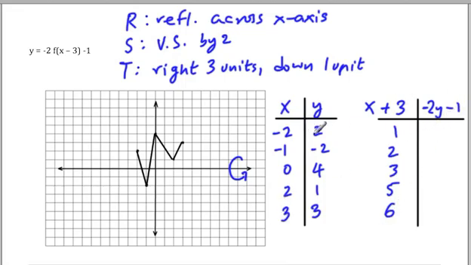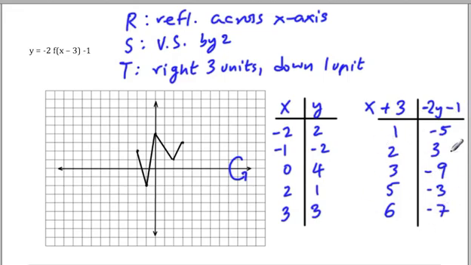Now let's deal with the y's. What this means is you just take these y's and plug them into here. So 2 times negative 2 will be negative 4, and negative 4 minus 1 is negative 5. Negative 2 times negative 2 is positive 4. 4 minus 1 is 3. 4 times negative 2 is negative 8. Negative 8 minus 1 is negative 9. 1 times negative 2 is negative 2. Negative 2 minus 1 is negative 3. And 3 times negative 2 is negative 6, minus 1 is negative 7.